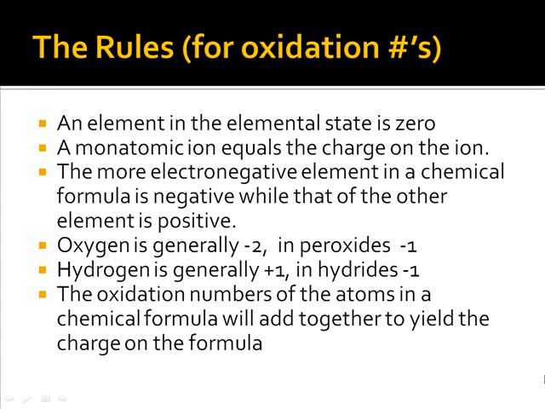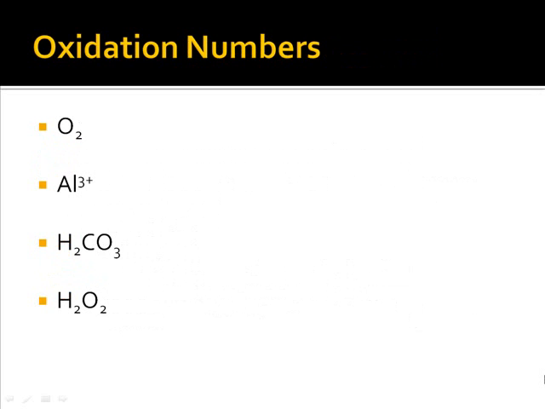So let's just see how we apply these instead of focusing on all the language here. Here's some examples. O2. All right? O2 is an elemental substance. Notice it's not combined with anything else. Oxygen will equal 0.